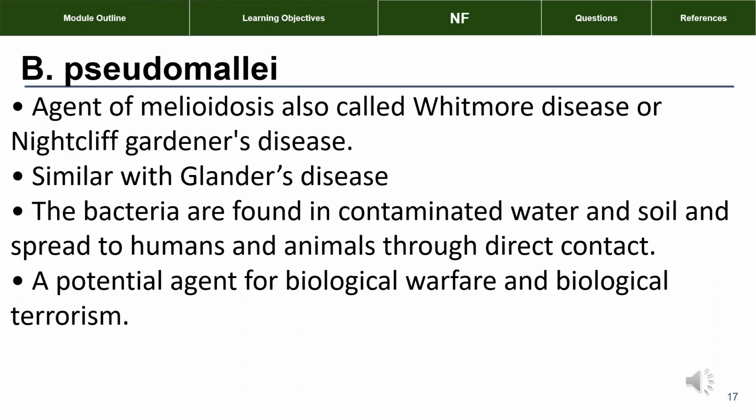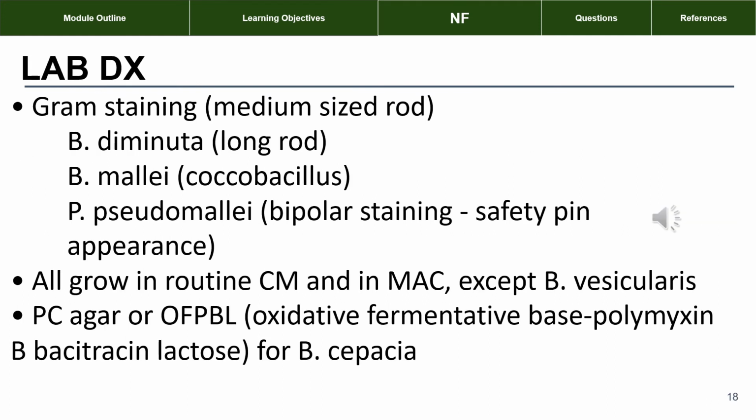The bacteria is found in contaminated water and soil and is spread to humans and animals through direct contact as well. For the lab diagnosis, we use gram staining. And in your gram stain, you can see a medium-sized rod. So you have your Burkholderia diminuta, which appears to have a long rod structure. You have your Burkholderia mallei, which shows a coccobacillus shape. And your Burkholderia pseudomallei appears to be a bipolar stained bacteria. So in the gram stain, you can see it as a safety pin appearance.